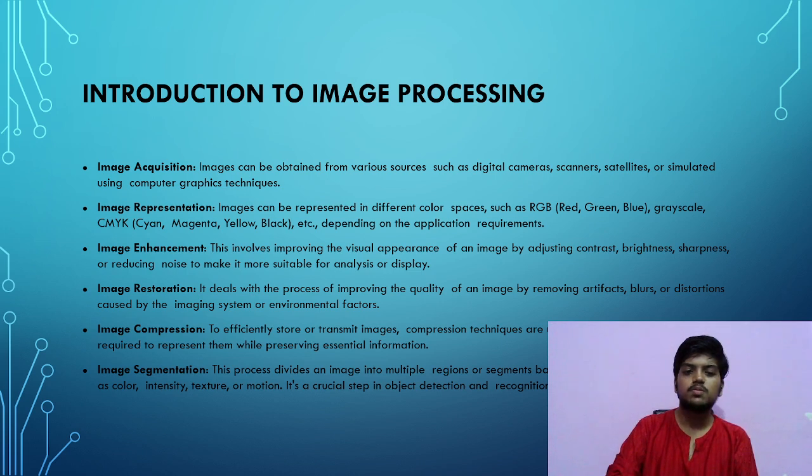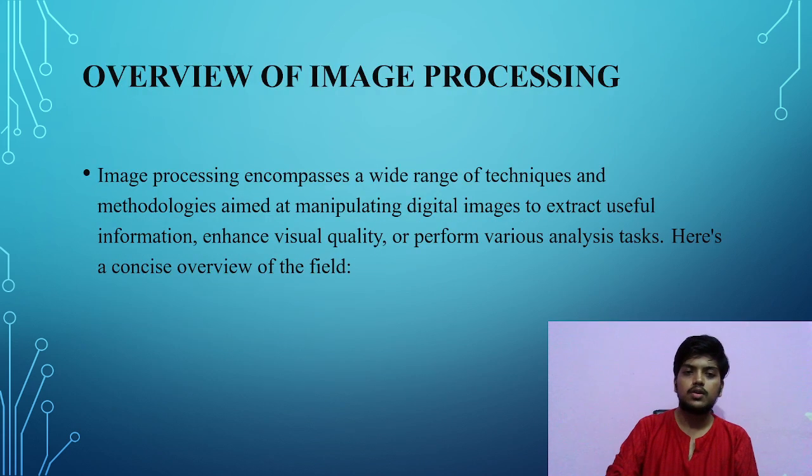Image segmentation. This process divides an image into multiple regions or segments based on certain characteristics such as color, intensity, texture, or motion. It is a crucial step in object detection and recognition tasks. Image processing encompasses a wide range of techniques and methodologies aimed at manipulating digital images to extract useful information, enhance visual quality, or perform various analysis tasks. Here's a concise overview of the field.